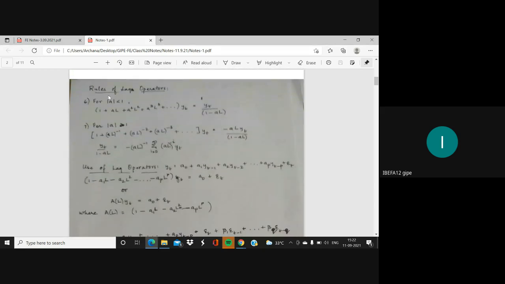Then rules of lag operators. Again, if you look at the sixth rule, if we assume that the absolute value of A is less than 1, in general we are still talking about A1. Here you can write this same equation this way. This infinite sum converges to this. This is something that we saw when we were solving the first order difference equation itself. So this infinite sum here will simply converge to 1 over 1 minus AL.